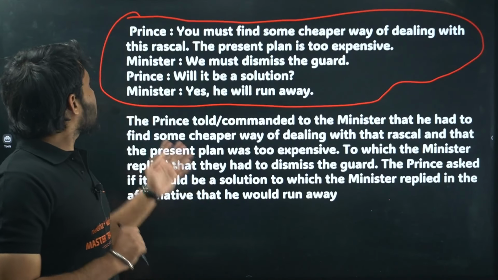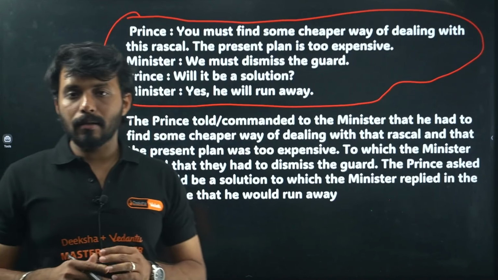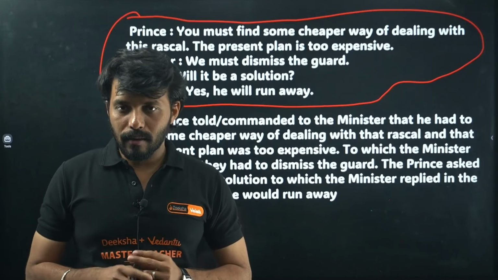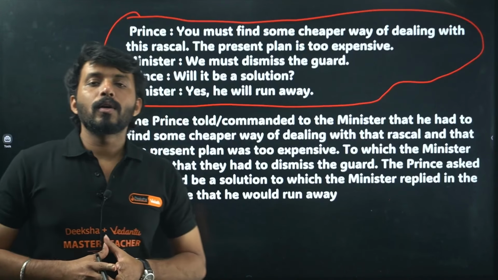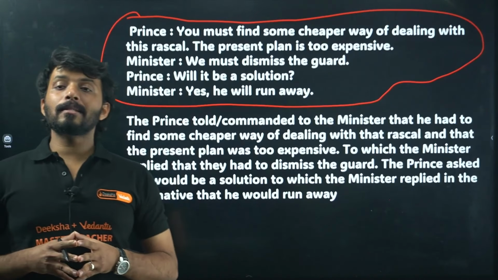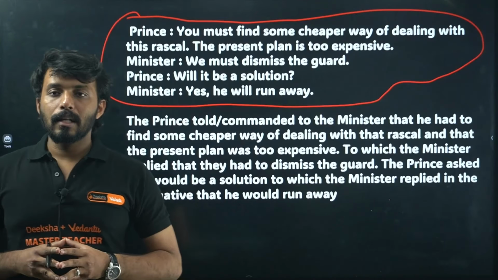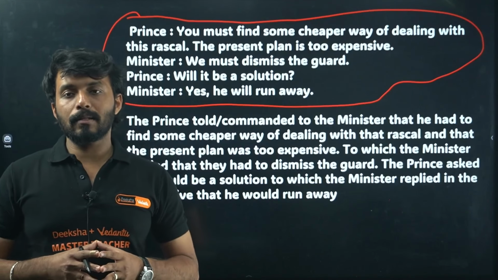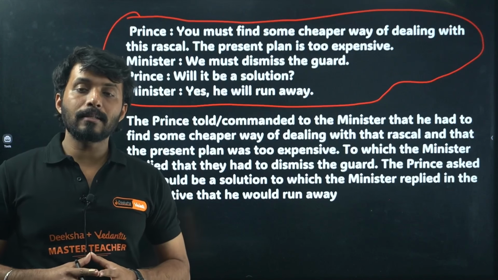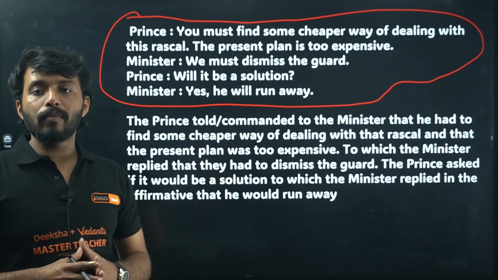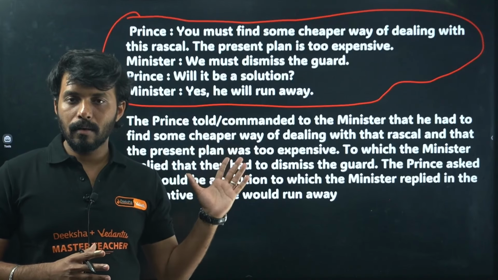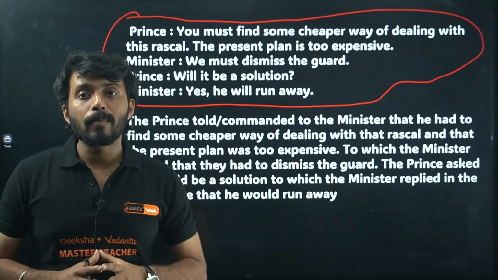So here we have the conversation between the prince and the minister. This is an excerpt from one of the lessons that we learnt. Which lesson was it? 2D. So it's a conversation between the prince and the minister. Prince: You must find some cheaper way of dealing with this rascal. The present plan is too expensive. Minister: We must dismiss the guard. Prince: Will it be a solution? Minister: Yes, he will run away. So we have 4 dialogues between the prince and the minister. If you report it correctly, you get 5 marks.